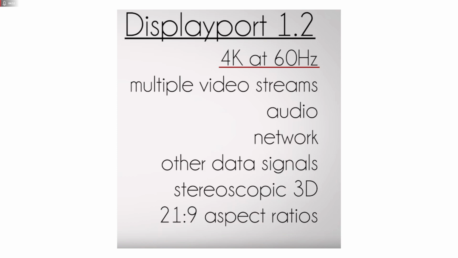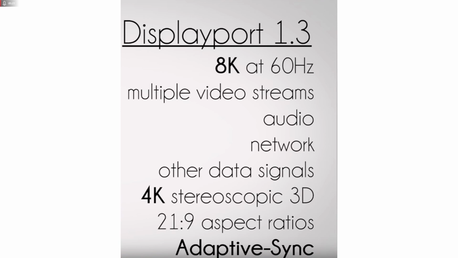DisplayPort 1.2 can have multiple video streams over a single cable. Audio, network and other data signals can be transmitted. It has stereoscopic 3D, and it supports 21:9 aspect ratio. Pretty much everything you ever want. The only thing missing is the home theater remote control feature and stuff like that. Who would even want a home theater remote control feature on their DisplayPort? That's crazy, right? Things are going to get better with DisplayPort 1.3.